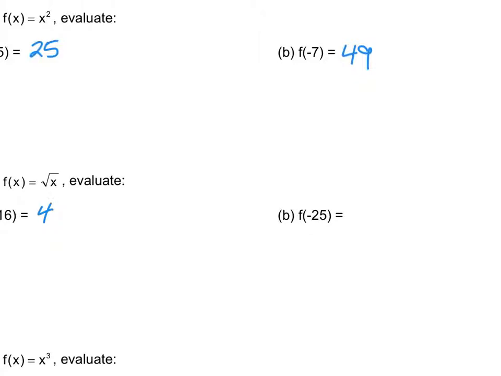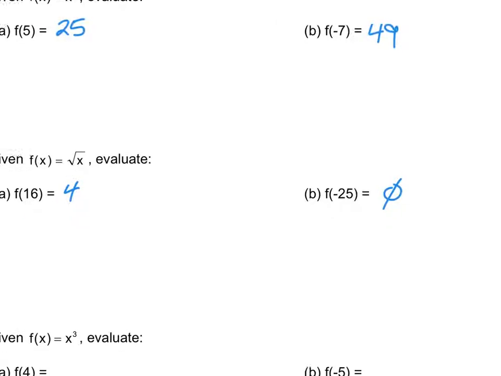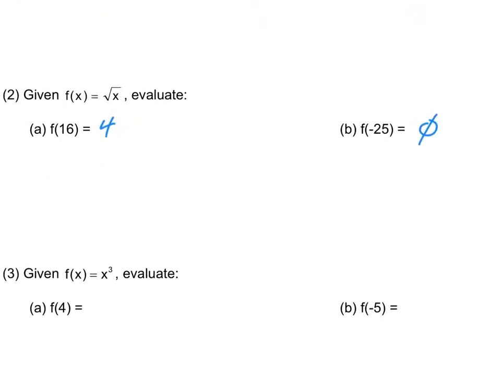What do we say about 2B? No solution. So we can do that with one of these bad boys. You could write out no solution. You could put an empty set if you want. There's a lot of different ways of handling it. 3A? 64. Oh, next one is 125. Negative 125.